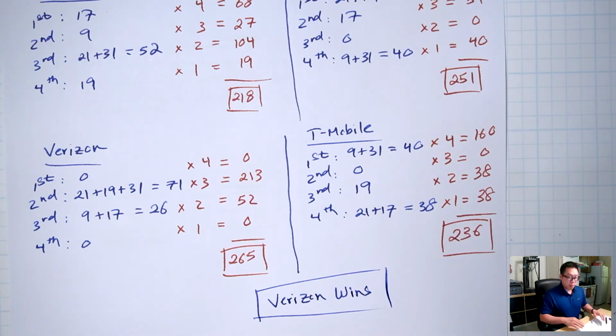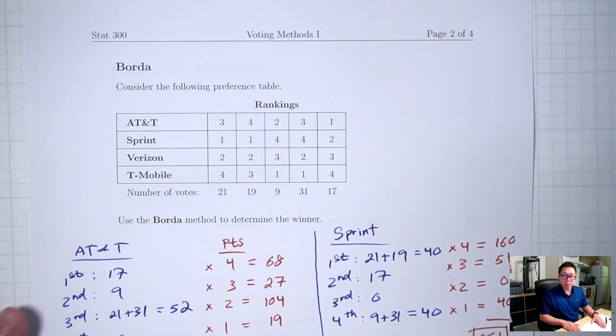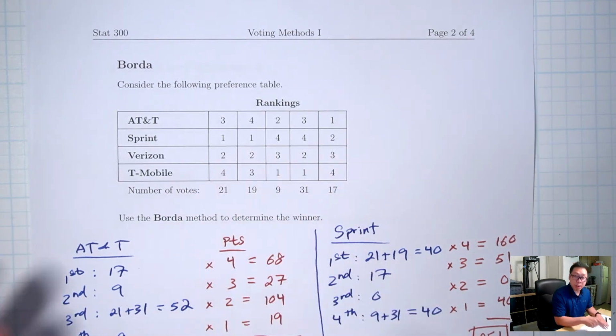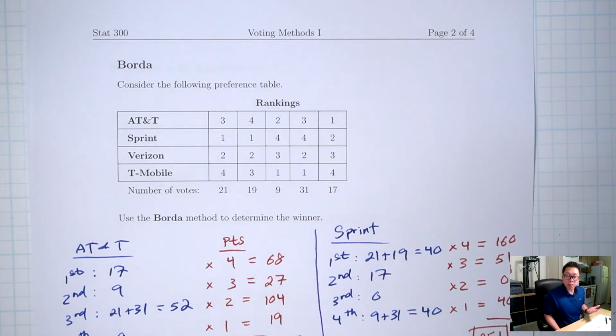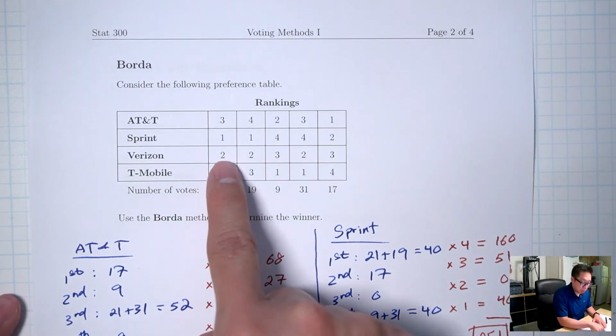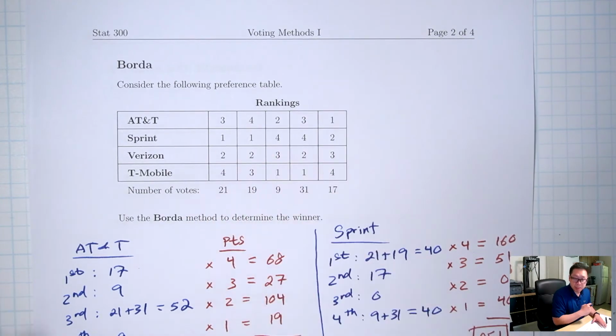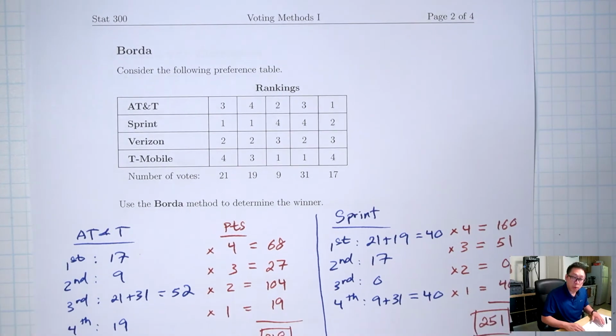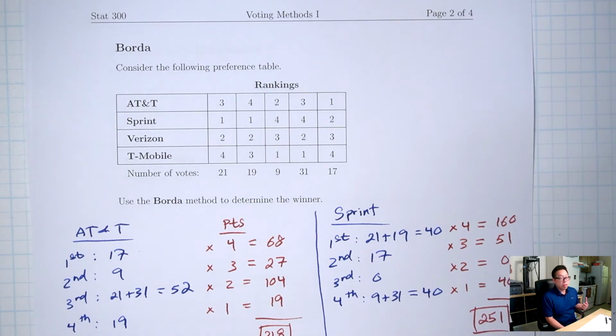And that's the Borda method. So take a look at the table back again. Verizon won. Notice that Verizon was able to win without any first place votes at all. Verizon was able to win with a bunch of second place and third place votes without having any first place votes.